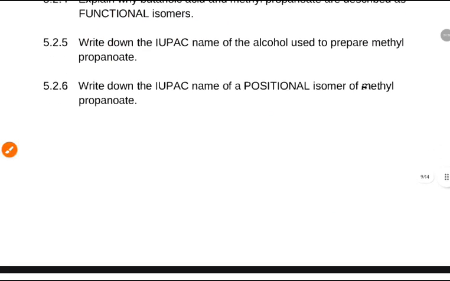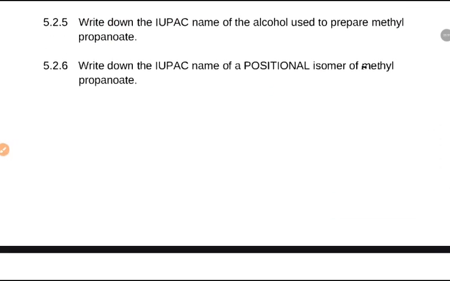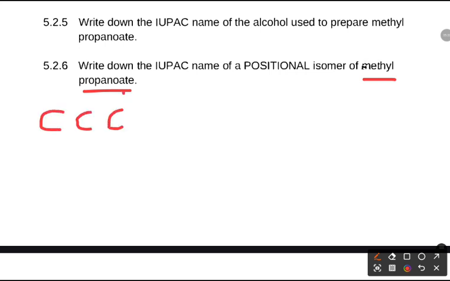Okay. Now, write down the IUPAC name of a positional isomer of methyl propanoate. Think about that. This is about exchanging, isn't it? Think about this. Let us draw methyl propanoate: 1, 2, 3, double bond, O, 1 and 2.